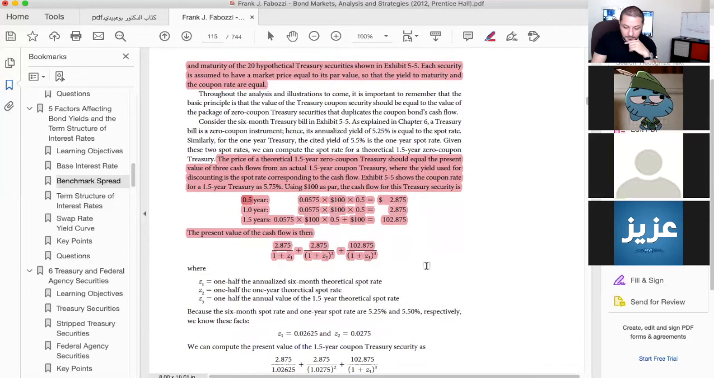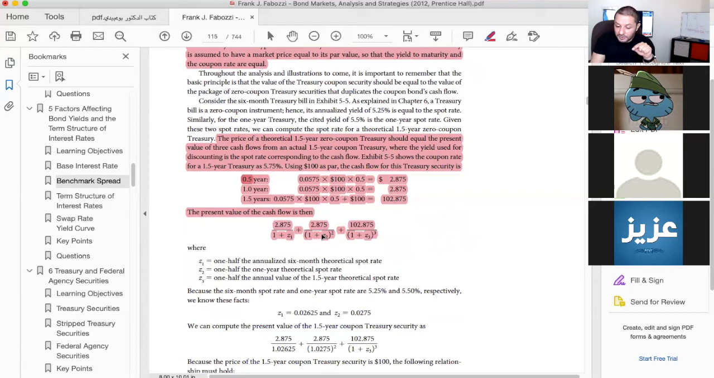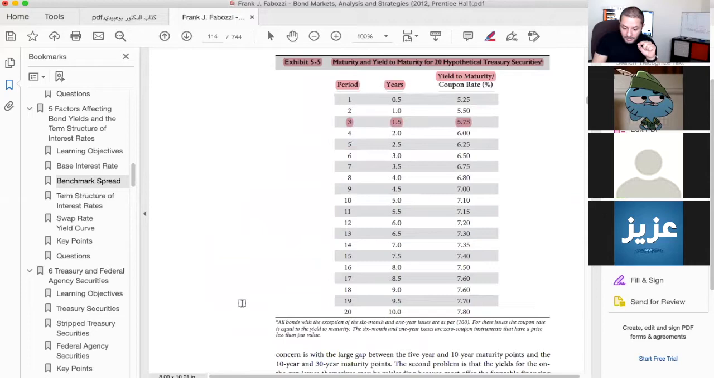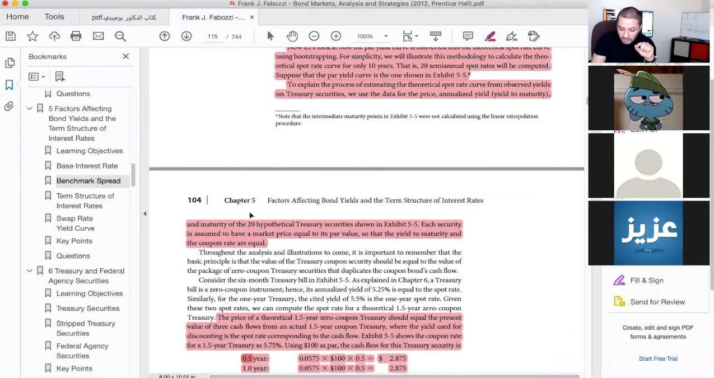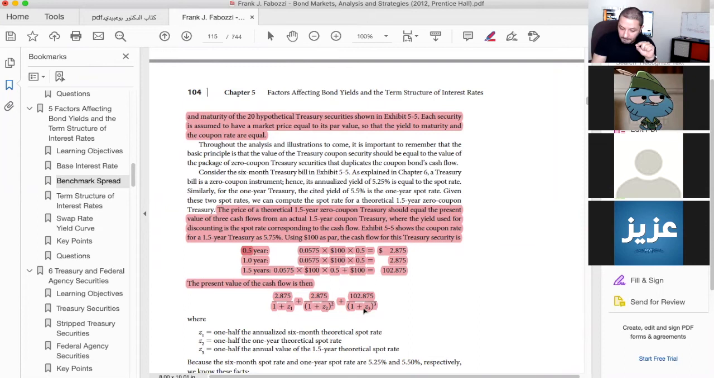Now the present value, we'll use a different discount rate for each cash flow. So Z1 for the first cash flow, Z2 squared for the second cash flow, Z3 power 3 for the third cash flow, right? So the Z1 is the spot rate for 6 months, which is already observed. Now the Z2 is the spot rate for period 2, which is also observed. Now the unobserved discount rate, or the spot rate, is Z3. So this is the unknown variable that you are looking for.